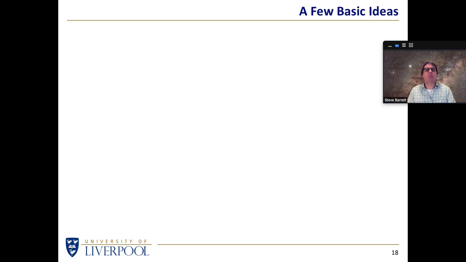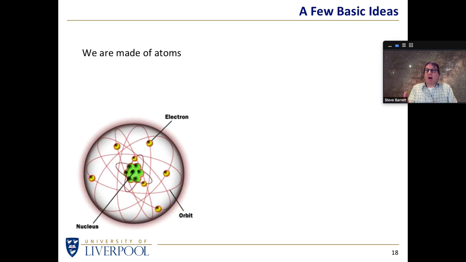Okay, so let's get the few basic ideas sorted. Some of this you probably know. For instance, we are made of atoms. I hope that comes as no surprise to many of you. Atoms are essentially a positively charged nucleus with a lot of negatively charged electrons buzzing around them like bees in a beehive. So atoms can be broken down into a nucleus and a whole load of electrons. It takes a certain amount of energy to take an atom and to strip all the electrons off so that we've got separate nucleus and separate electrons.